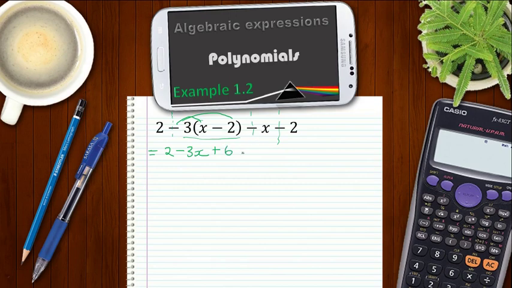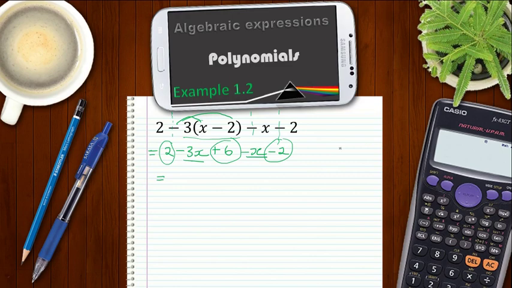And then I have my minus x minus 2. Right, so now once all our brackets are gone, we can now add the like terms. So the like terms are the terms that contain x. Those are like terms. And then we have these constant terms, and we can add them. Okay, so minus 3 minus x.